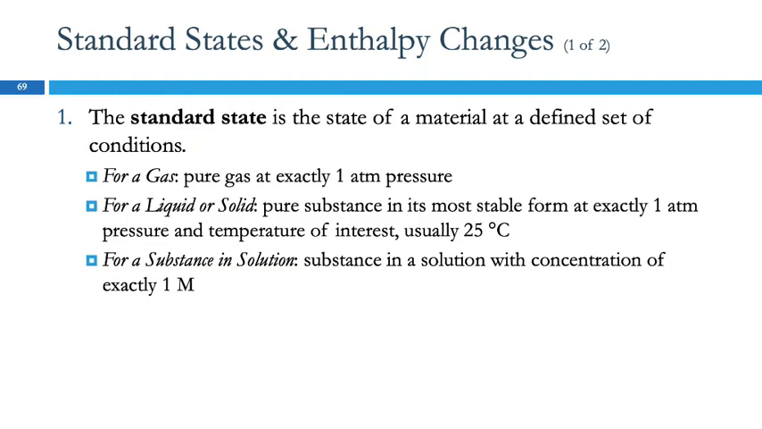So the standard state is just a set of defined conditions. If we're talking about a gas, we're talking about the pure gas at 1 atmosphere of pressure. If we have a liquid or a solid, we're looking at the pure substance in whatever its most stable form is at 1 atmosphere and whatever temperature we're interested in, usually room temperature, which they call 25 degrees Celsius. If we have substances in solution, then we're going to look at that solution with a concentration of 1 mole per liter. So those are the standard states.